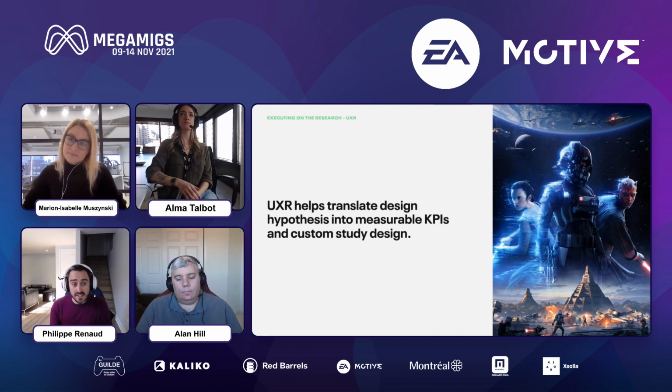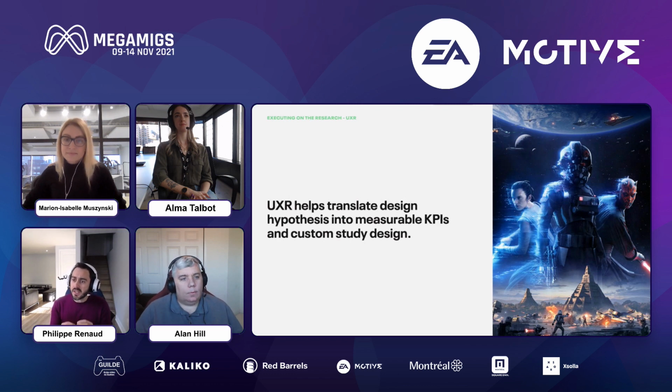UXR, well, we help translate those design hypotheses into measurable KPIs. When we know how we want the game to feel, when we know how we want players to play and to behave, it's about understanding what we are going to measure. Not only to have a concrete notion of how well we're doing, but also whether we are improving over time. So it's going to be about tracking our progress and how close we are to our goal or not.